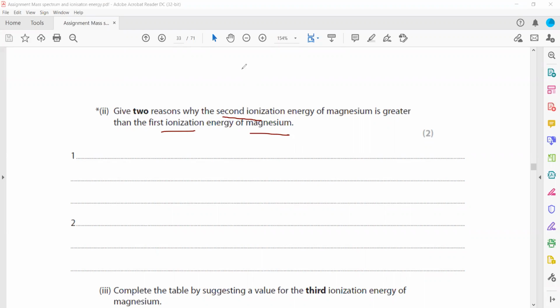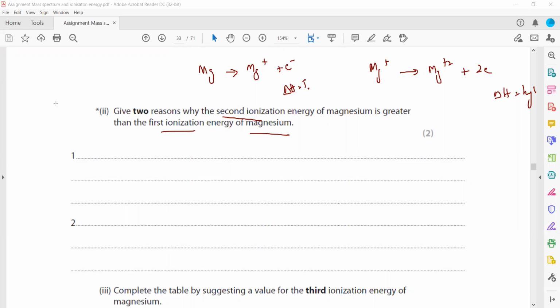The first ionization means the energy required to remove an electron from a neutral gaseous atom. That is the first ionization. For the second ionization, an electron has already been removed. So we supply energy and we have to make magnesium with a 2+ charge. So they are asking why this enthalpy change is higher compared to the first ionization energy.